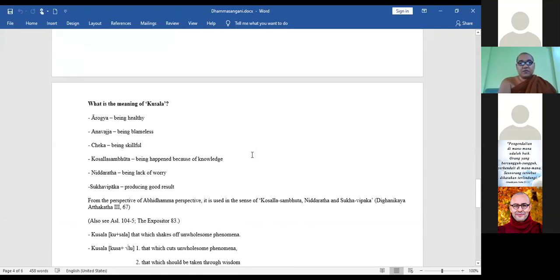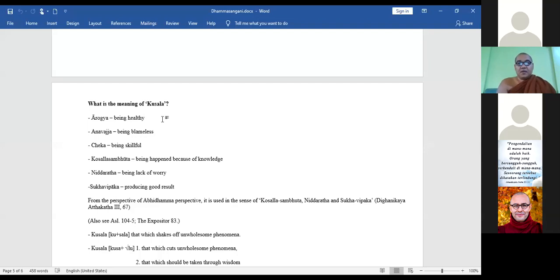So let's go back to kusala. What is the meaning of kusala? I think you all know that. Basically, kusala has these meanings. Arogya, being healthy. It is customary to make a greeting, like how are you, are you good or whatever. In that case, kusala is used in the Pali language.